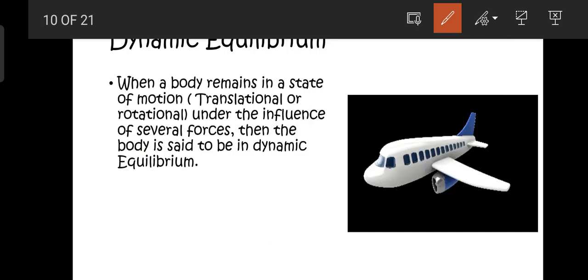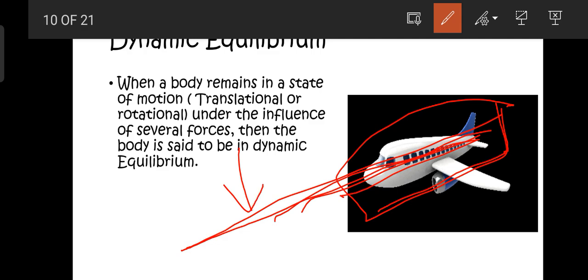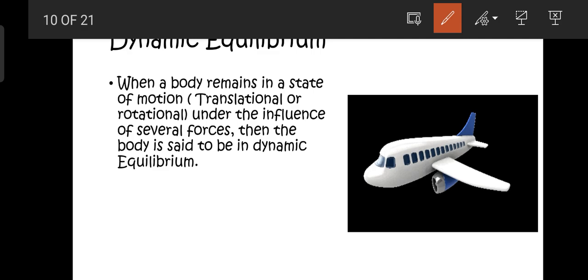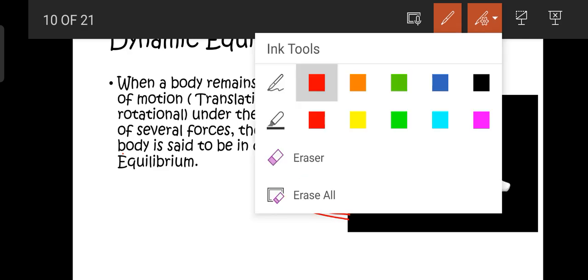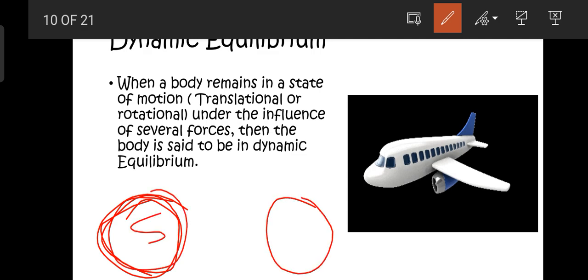But in this case I said that the plane is flying. The plane is in motion, at that time the forces influence it. Several forces influence when the body is in motion. In static, the body was at rest, in the state of rest, and in dynamic the body is moving.